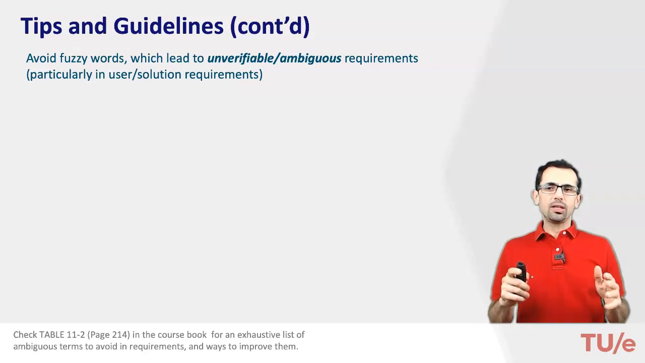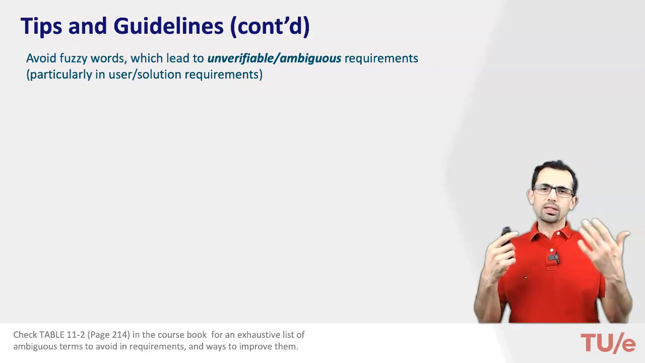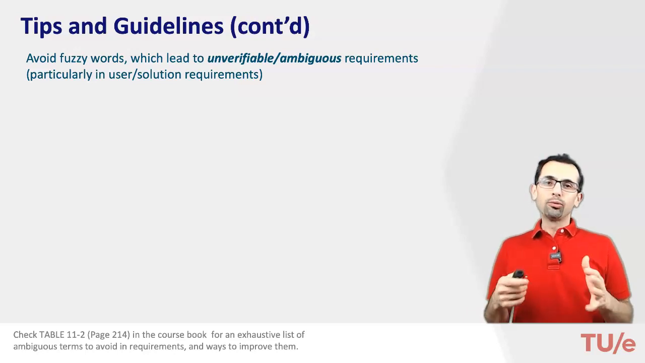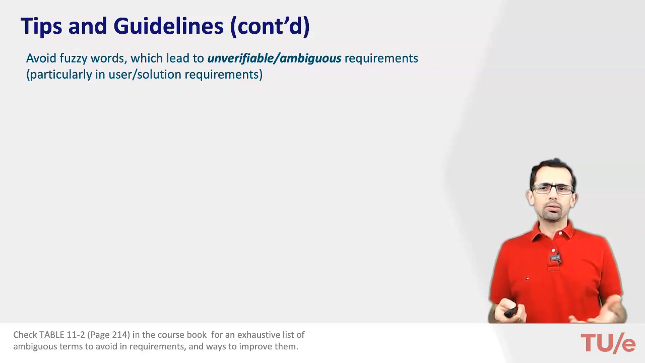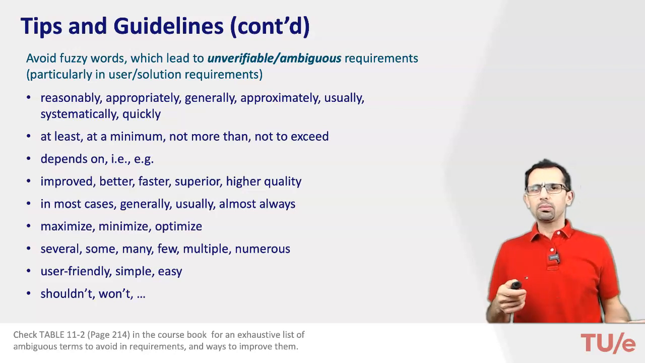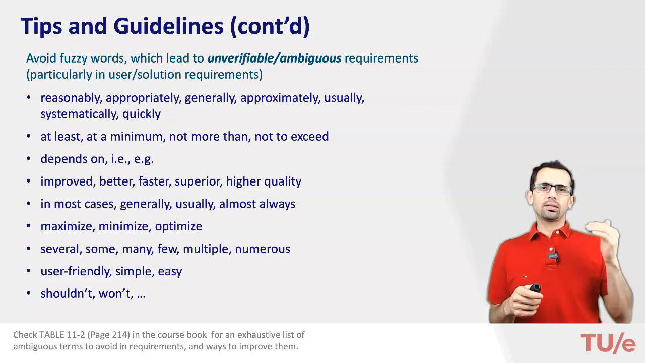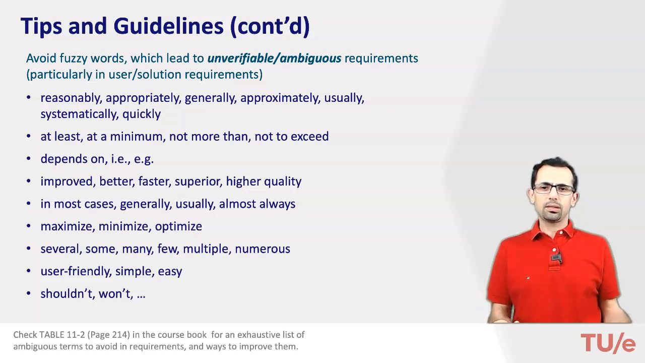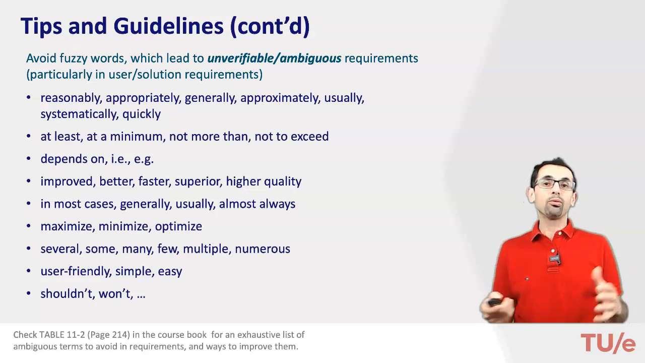At all costs, avoid fuzzy, unverifiable, ambiguous words, particularly when it comes to user and solution requirements. What I'm trying to say is that these things can happen at the business requirements stage, but avoid them in user requirements and definitely avoid them in solution requirements. What are these ambiguous or unverifiable terms? Many indeed, as you can see from some examples here: reasonably, approximately, generally, appropriately, usually, systematically, quickly. Get rid of such things. Don't use them. I would go so far as to say: no adjectives, please. No adjectives, no connectors, not in structured language, not in requirement statements. Avoid them as much as possible.